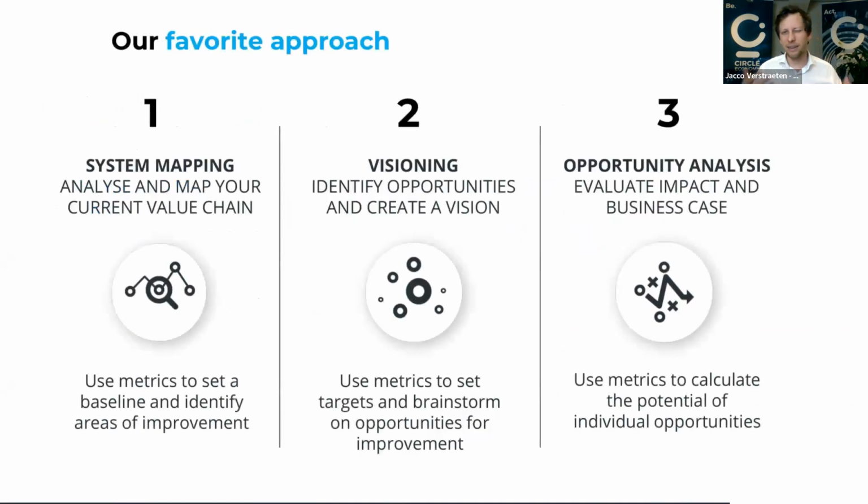And this is our favorite approach, and it matches what I told you in the beginning. We usually start with a system mapping phase where we use metrics to set a baseline and identify where the areas of improvement are. Then we go to a visioning phase. We sit together and see where we want to go.